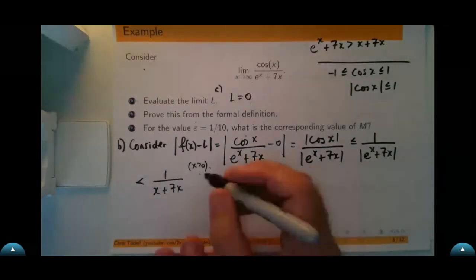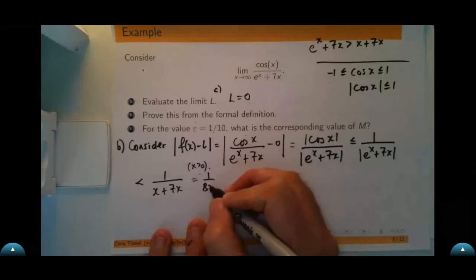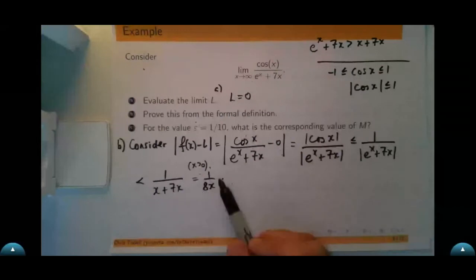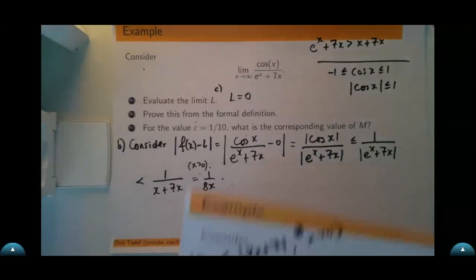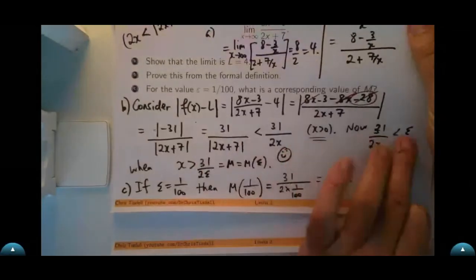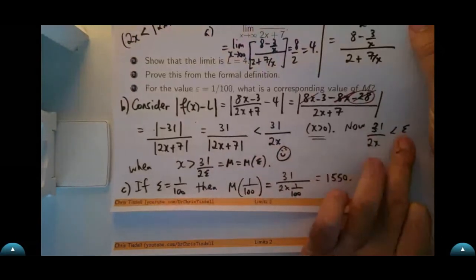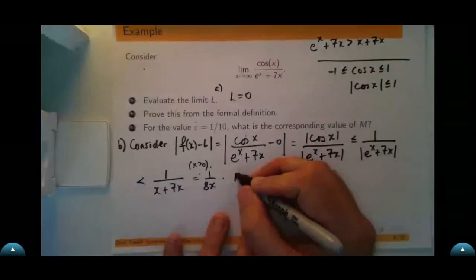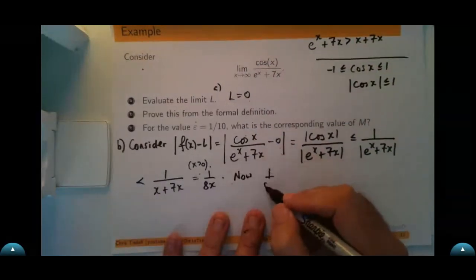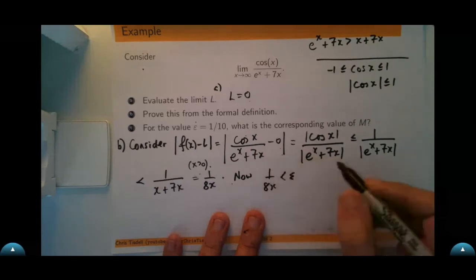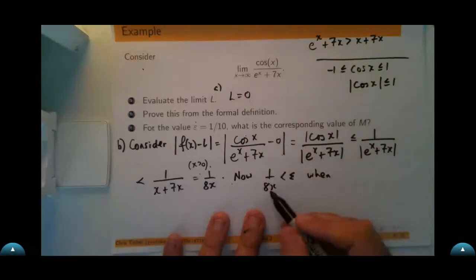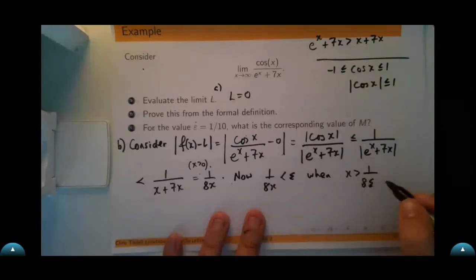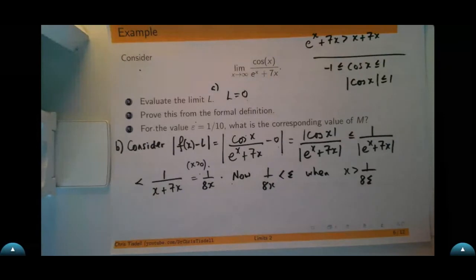Now, the nice thing about this is I can just say, right, that's just 1 on 8x. So I've got a very simple expression here. And just like I did in the previous example, I'm going to move that over, solve the inequality involving epsilon, and form an m. Okay? So I just bring the x up there, bring the epsilon down there. Okay?